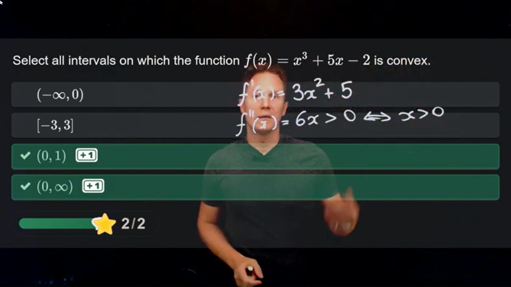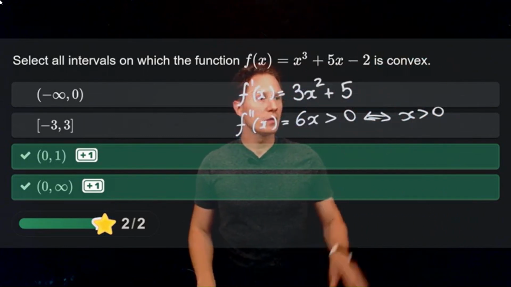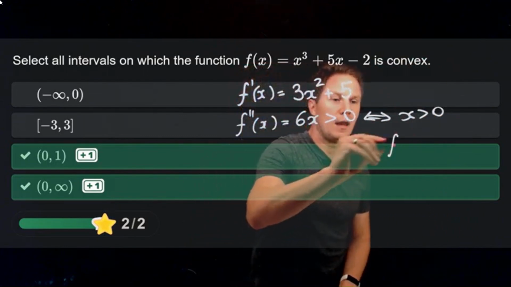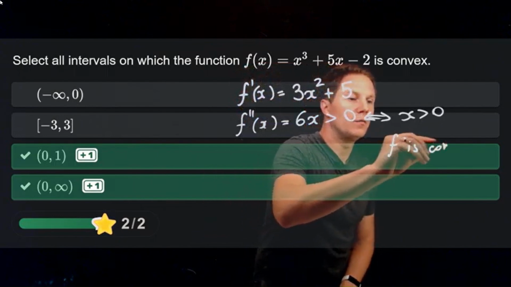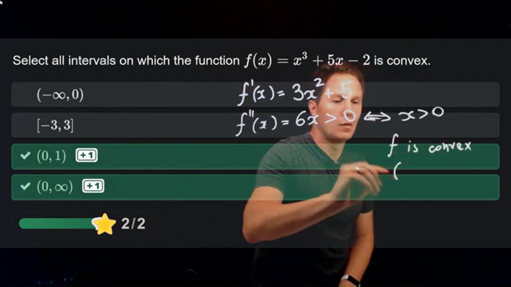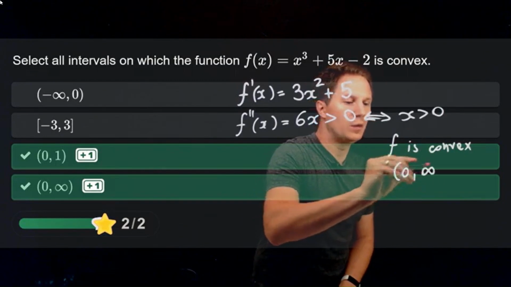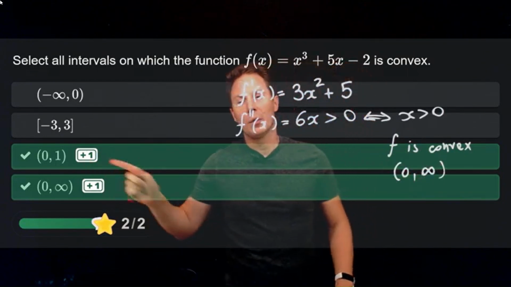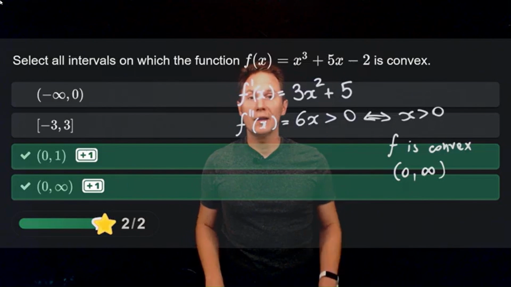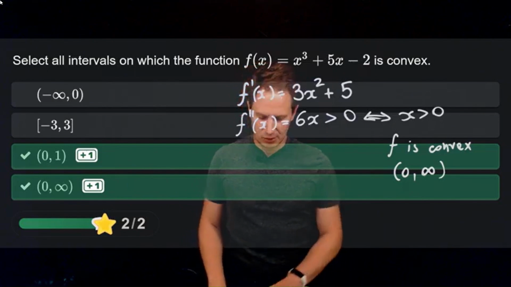Therefore, by the concavity test, we see that f is convex for all x between 0 and infinity, and the points between 0 and 1 also are contained in that interval. Let's look at the next question.